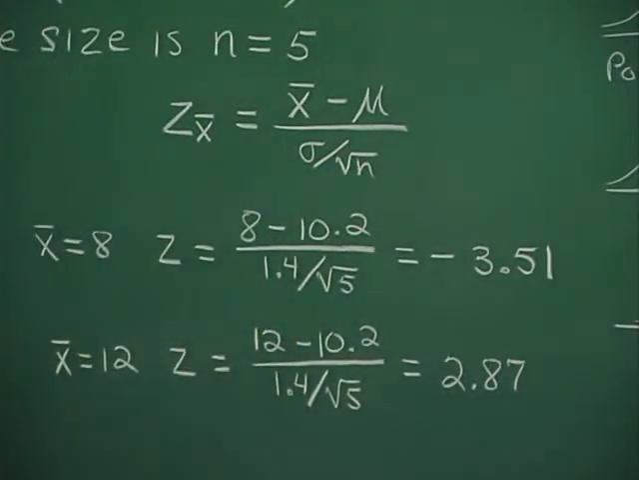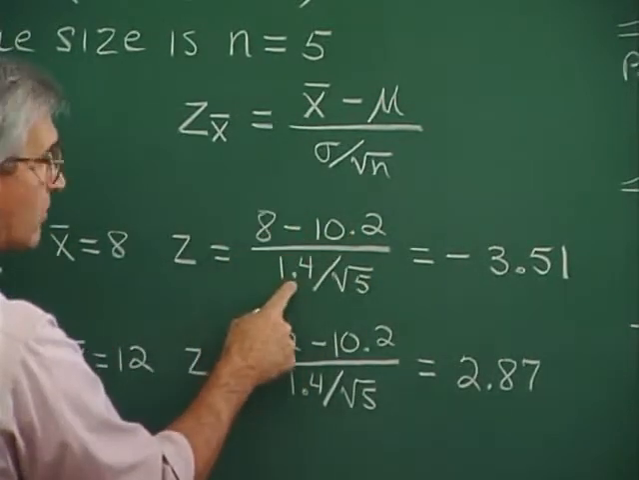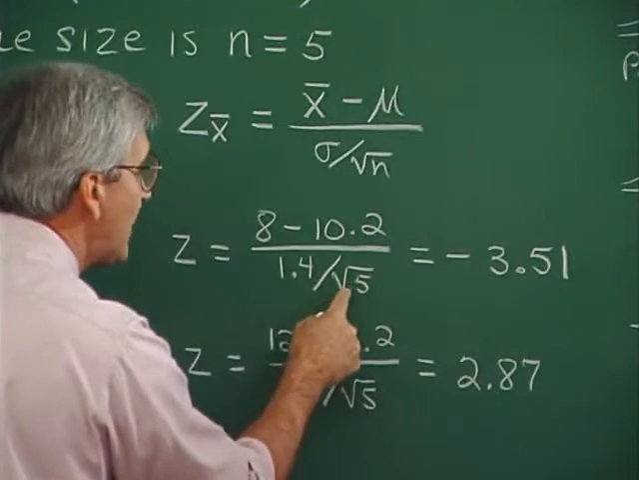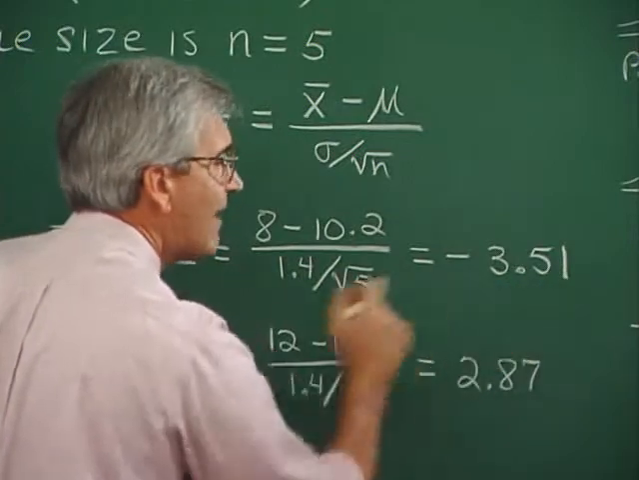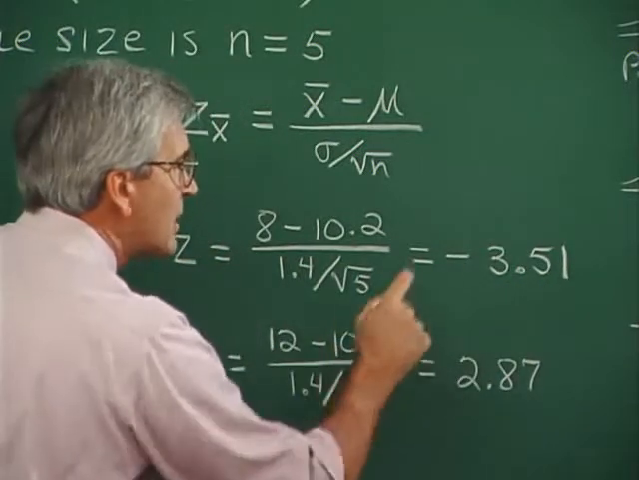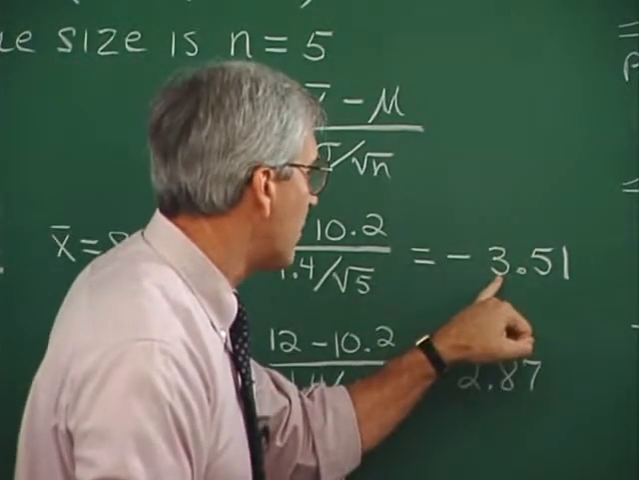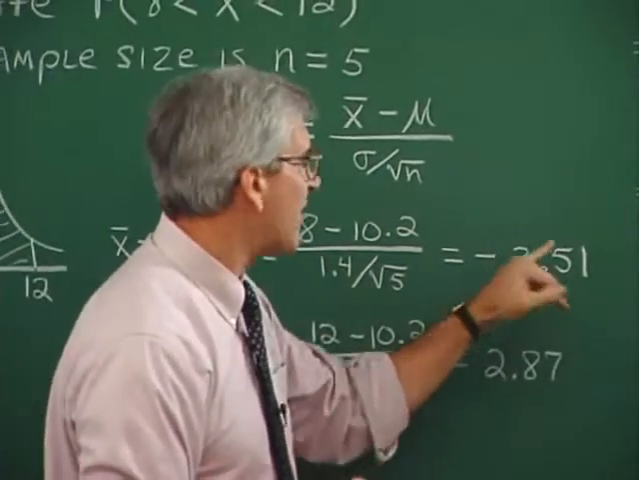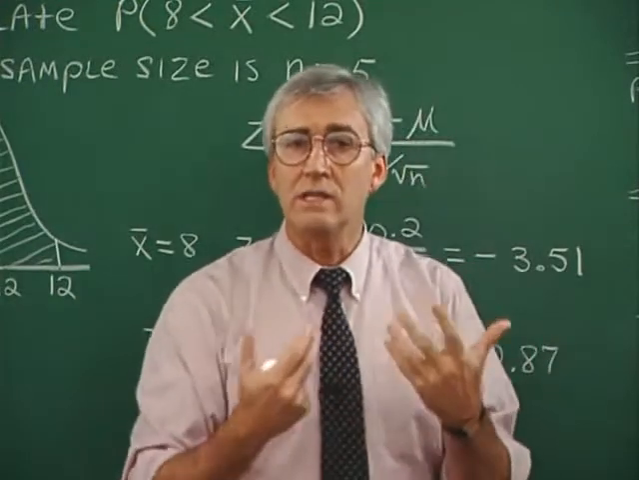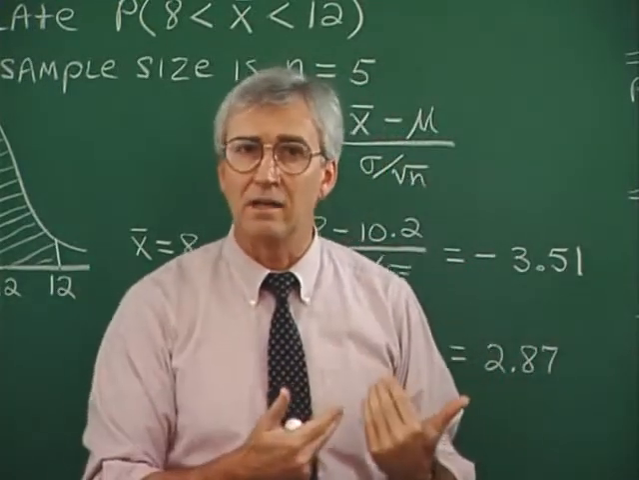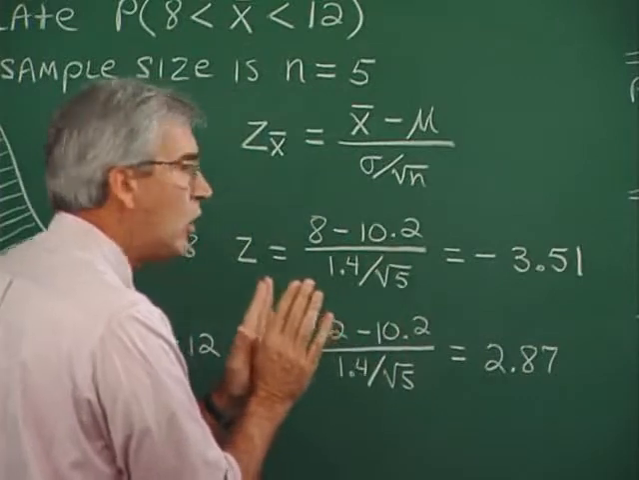All right, now let's just pop in these values. For an x-bar of 8, we would have 8 minus 10.2 over 1.4, the standard deviation of the population, divided by the square root of 5. Punching the calculator, that gives us negative 3.51. Wow! This should jump out at us as a significant number because we're talking about 3.5 standard deviations below the mean. You see, that's a long way. That captures a great deal of the area under the curve on that side of our distribution, and so that should be a rather significant notion to us right here.